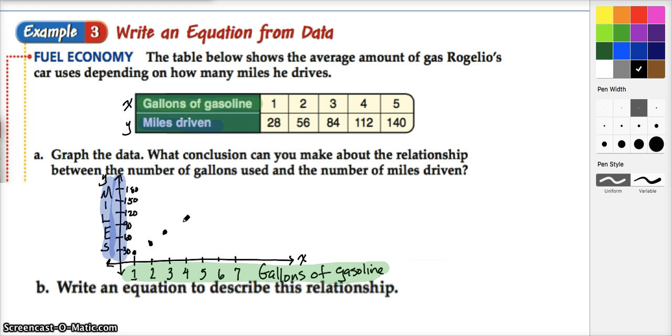And at 4, 112, which is going to be around here. And at 5, 140, which should be just about here. So you can see we've got this nice relationship, and apparently if he has no gallons of gas, he cannot go anywhere. So I'm going to draw a line like this to represent what he can do. All right, so that's my graph.